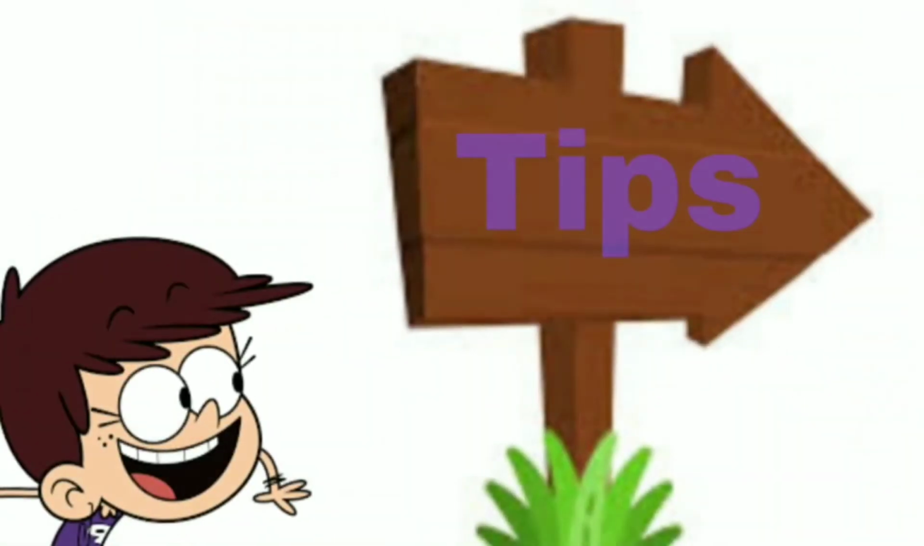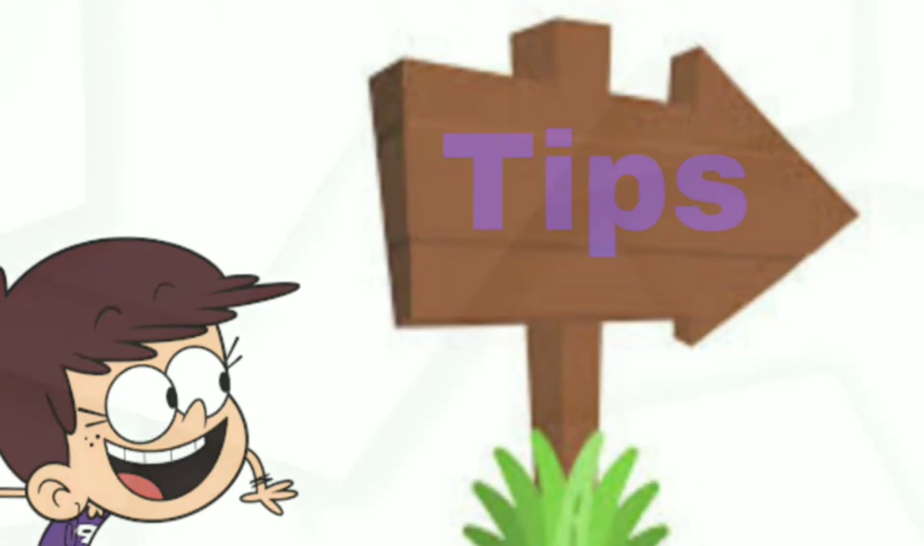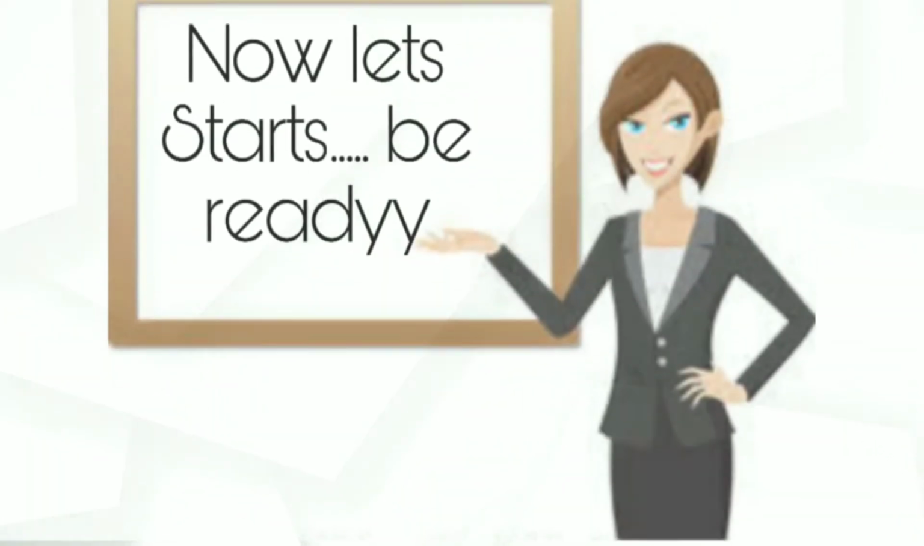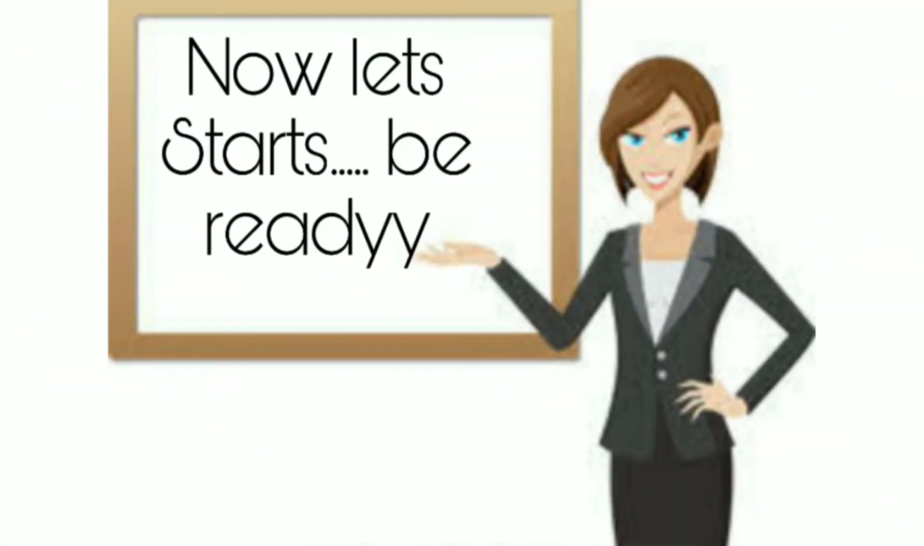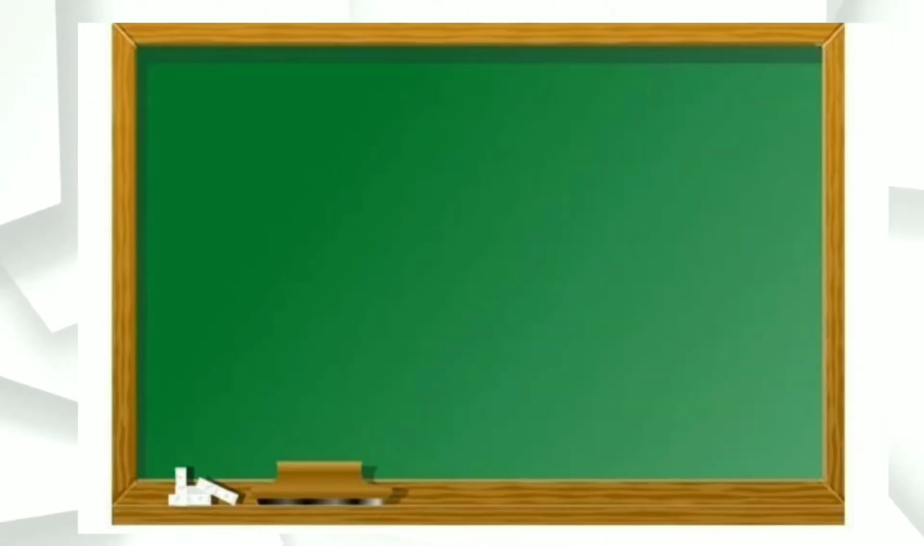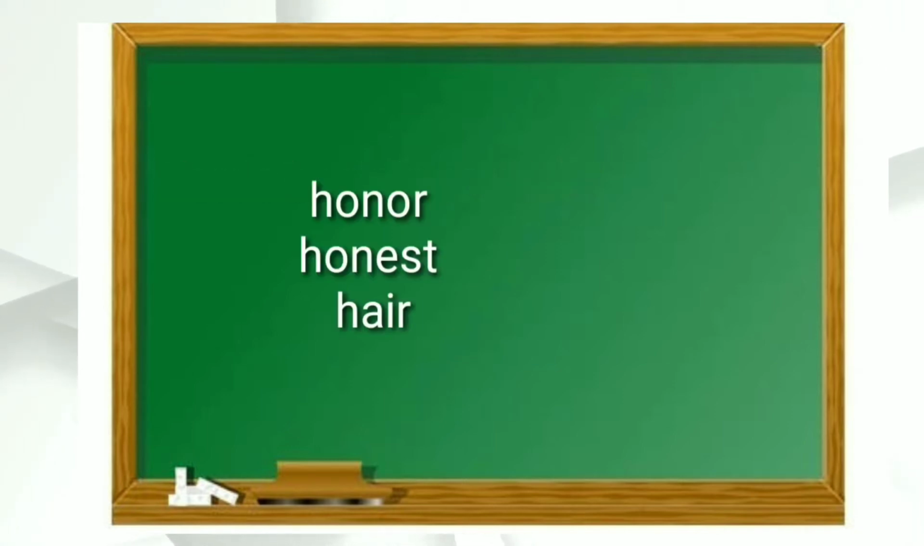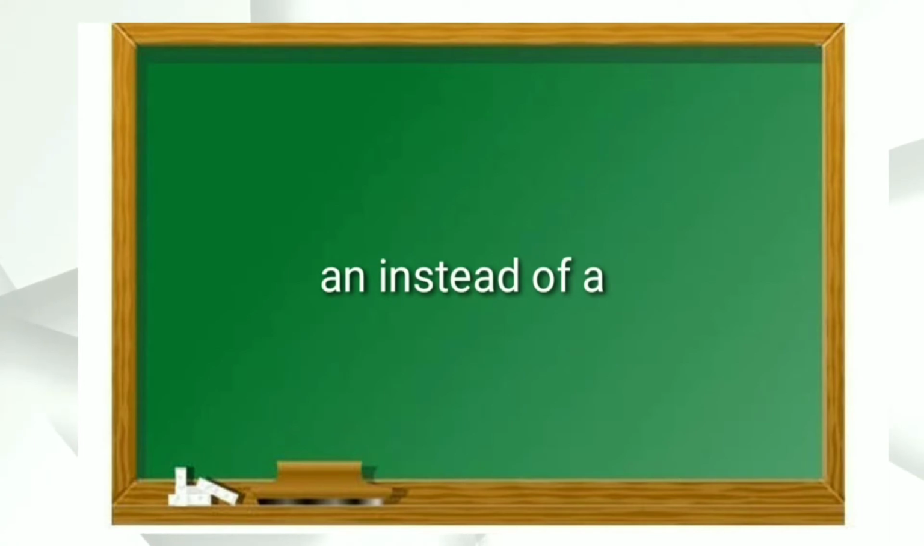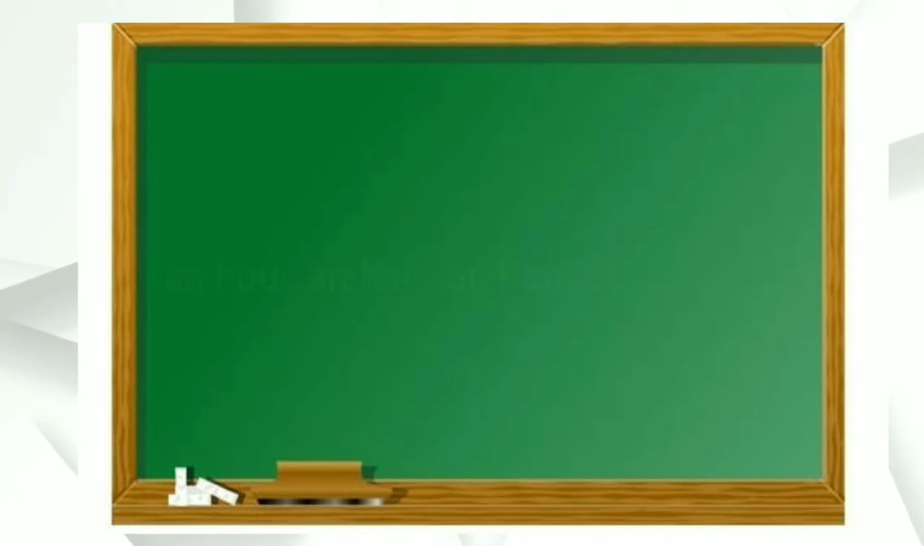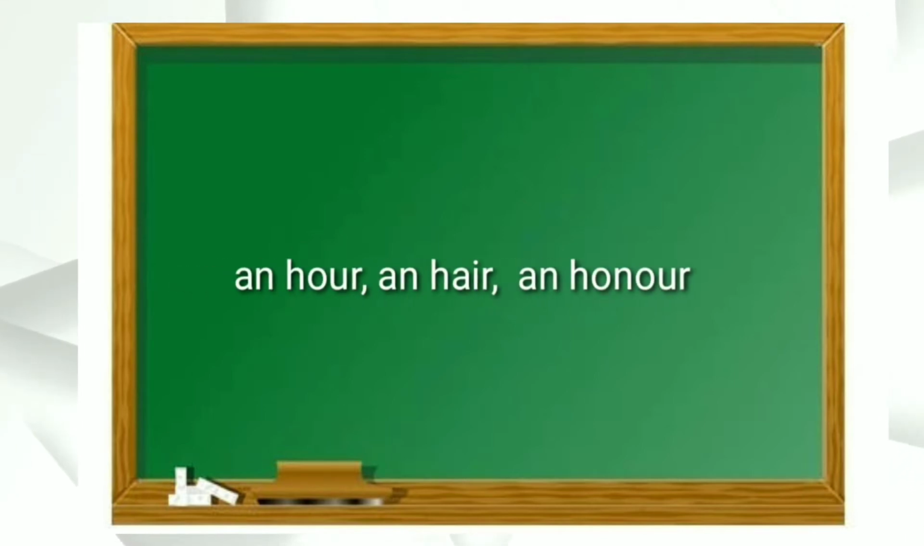Now, I'll list out some common errors and hacks that can be seen in spotting the error questions in competitive examinations. The very first tip is words beginning with H, like honor, honest, hair, etc., are considered to be silent. Hence, the vowel following it takes an instead of a for the article. Hence, the correct usage is an hour, an heir, an honor, etc.